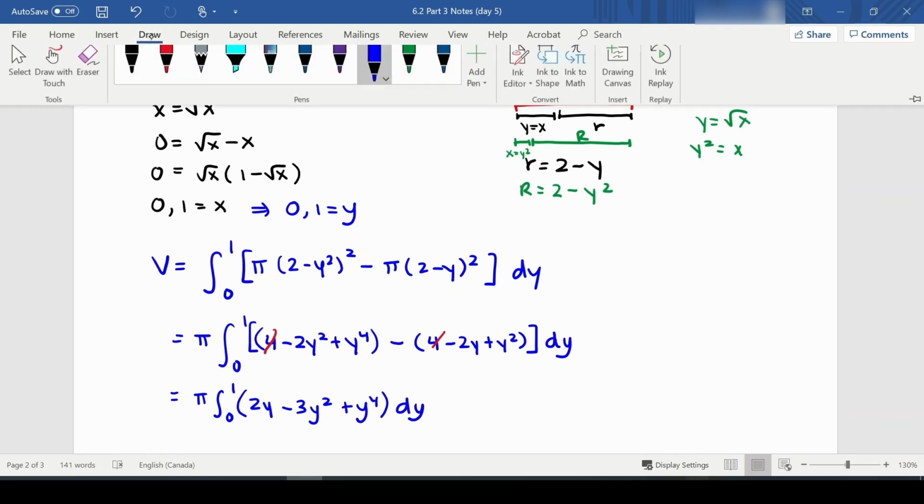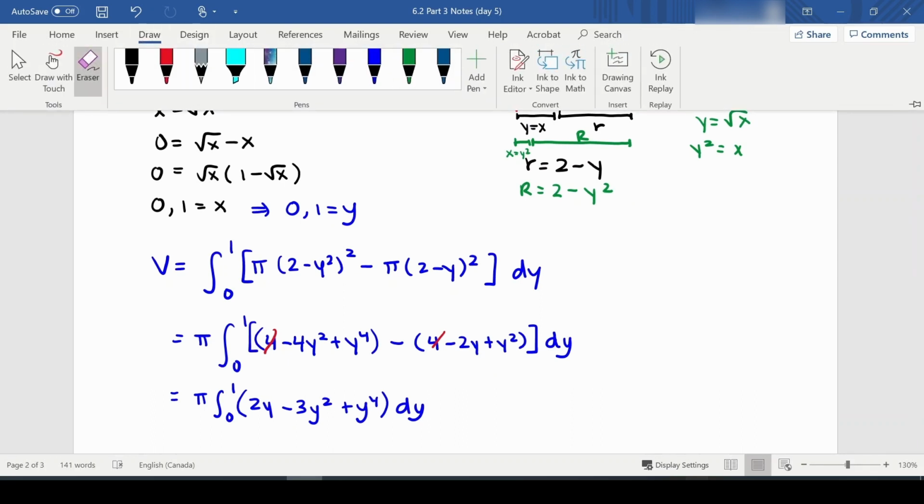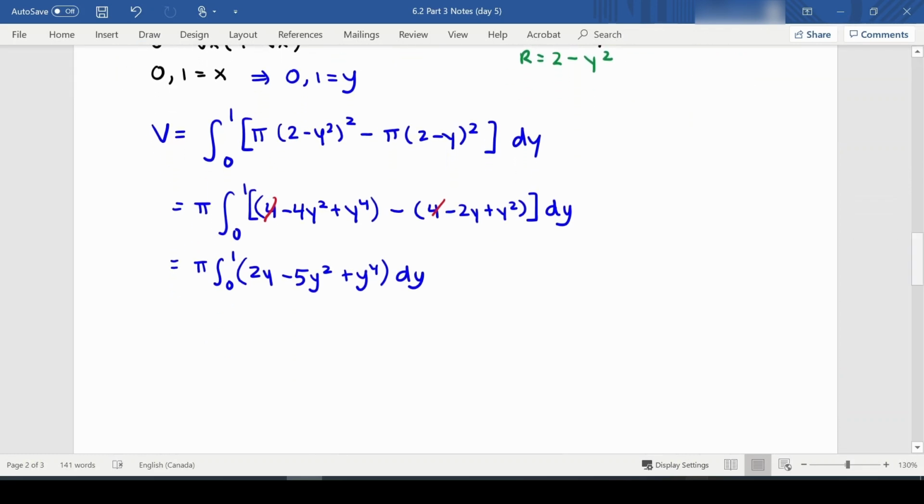Someone went wrong somewhere. This should be a 4. Sorry, this should be 4y squared. And this should therefore be 5y squared down here, not 3. There we go. Sorry, I expanded that first quadratic incorrectly.